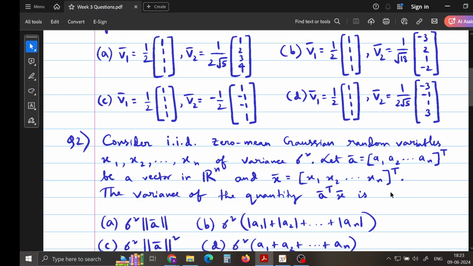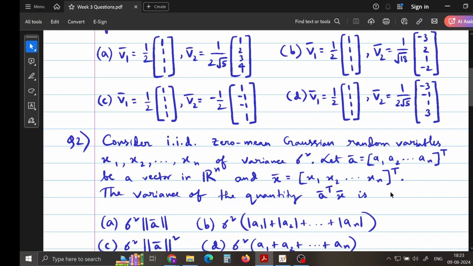So we are given IID zero mean and variance sigma square Gaussian random variables x1, x2, all the way till xn. Although in textbooks uppercase alphabets are generally used to represent random variables, in this case I am using lowercase. So these are IID Gaussian random variables: independent and identically distributed. All of them have zero mean and variance sigma square, and they follow the Gaussian distribution.